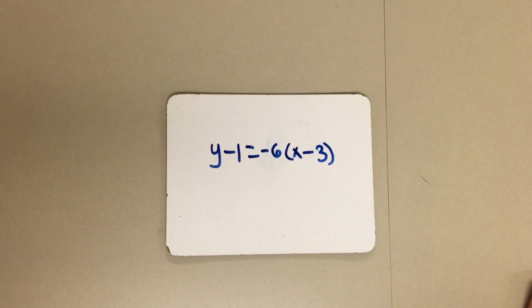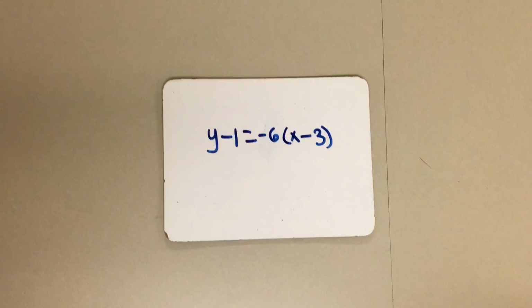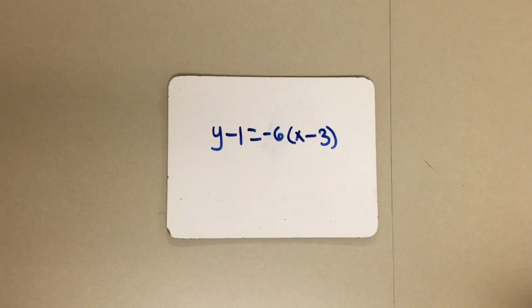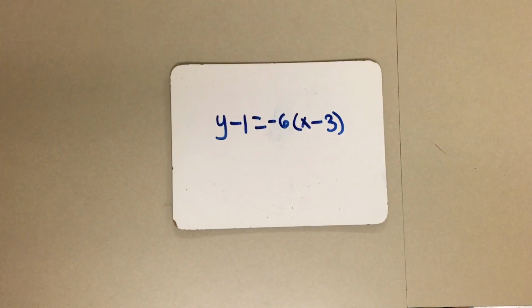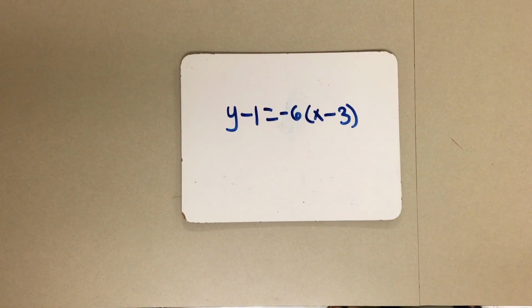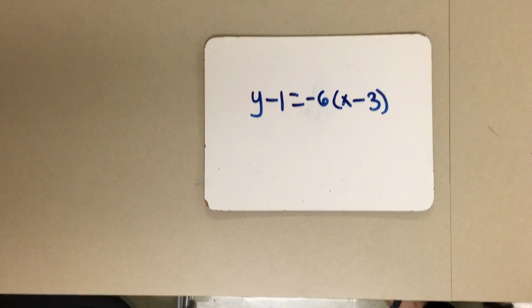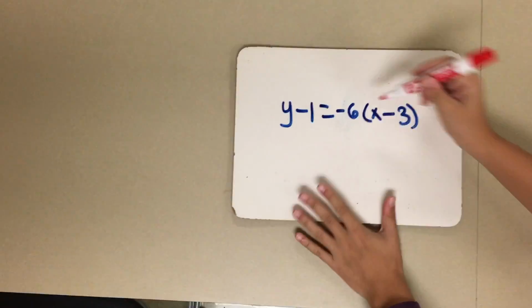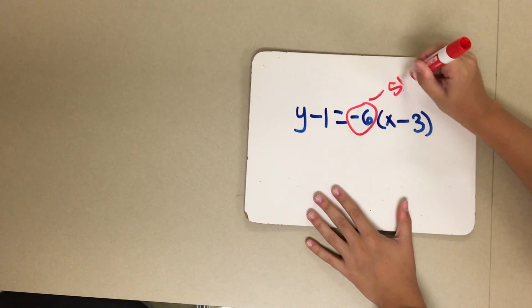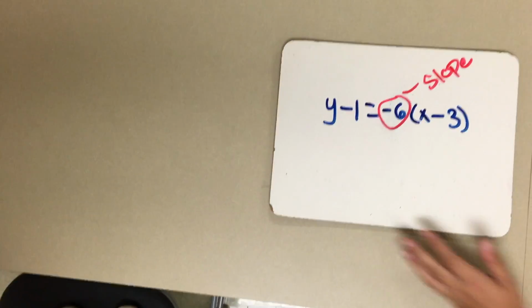Our next round is how to identify values in a point-slope equation. Let's start with 2 practice equations. Ready? Okay. Here's our practice equation. We're just going backwards from what we did last round. Let's identify our slope. Your slope is always in the front of the parentheses. In this case, our slope is negative 6. So it's going to be right here, and that is always going to be your slope.